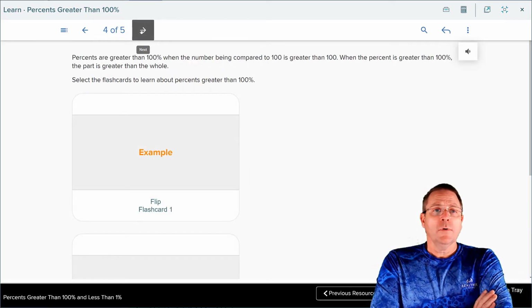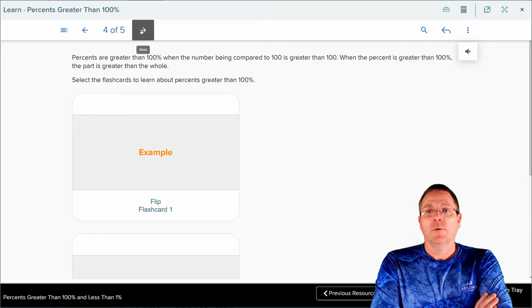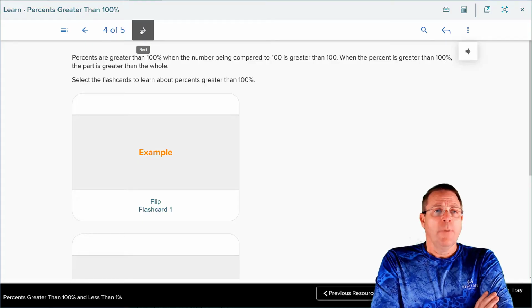Percents are greater than 100% when the number being compared to 100 is greater than 100. When percent is greater than 100%, the part is greater than the whole.